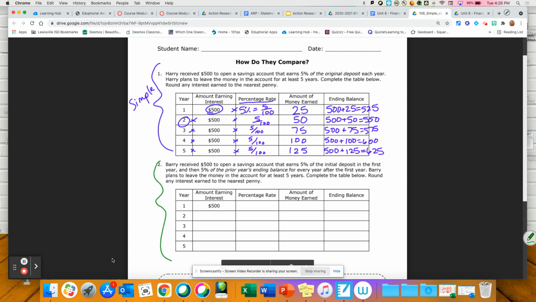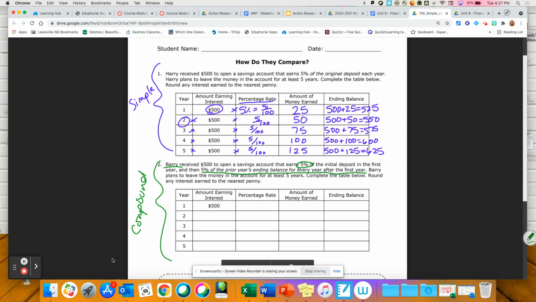Now we're going to go on to compound interest. And the difference between simple and compound interest is now we're looking at not just the first initial deposit, but every year we're going to be taking that balance and we're going to be getting a percentage rate off that balance. So Barry received $500 to open a savings account that earns still 5%, but this time it's 5% of the prior year's ending balance after the first year.